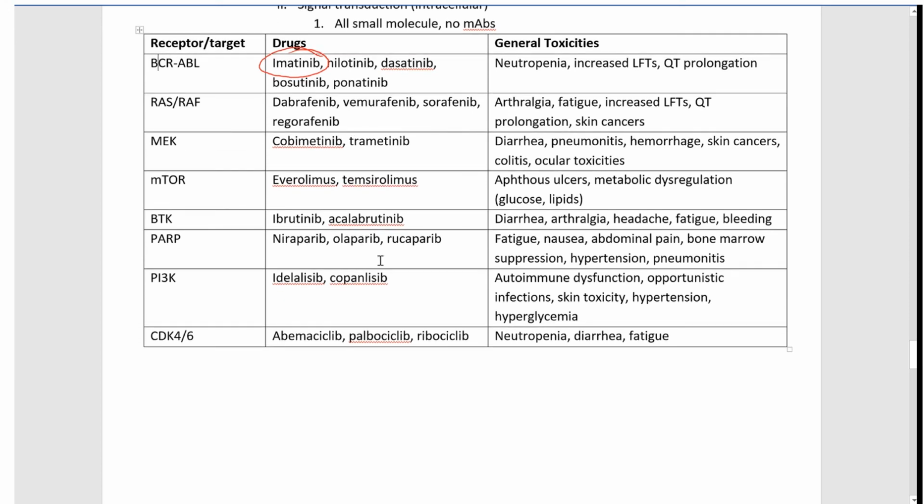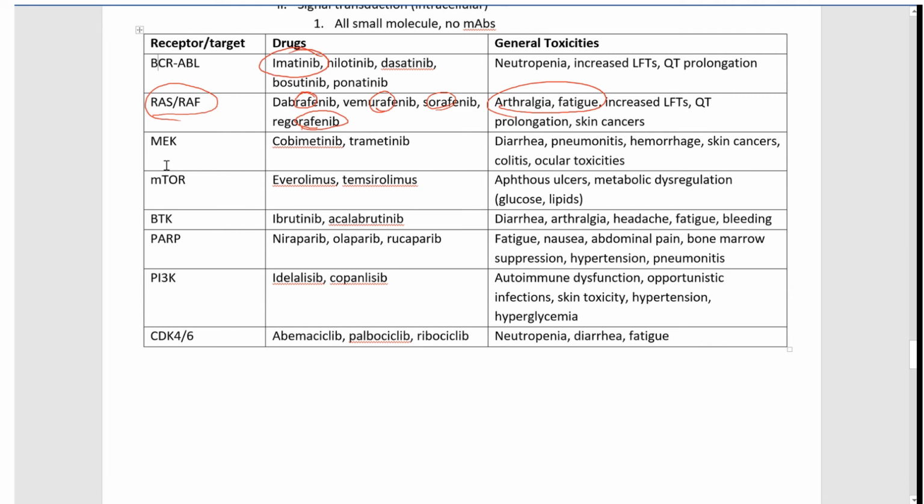Another class of medications that's important would be our RAS-RAF inhibitors. We can tell that these are RAS-RAF inhibitors by the name. RAF is in here, right? So these are actually rafenibs. All of them are rafenibs, and so you can tell that those are RAS-RAF inhibitors. These cause some significant toxicities like arthralgias and fatigue. People complain a lot about that with these. Increased LFTs and QT prolongation seem to be an issue with some of these as well.